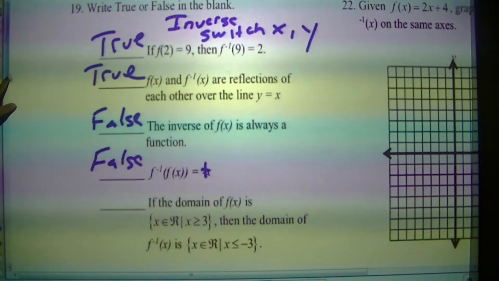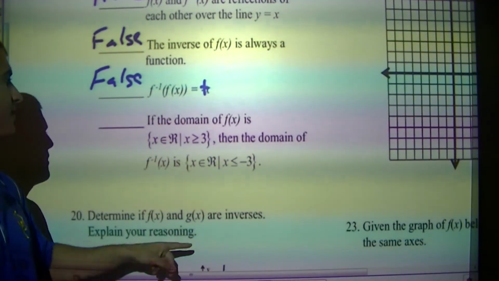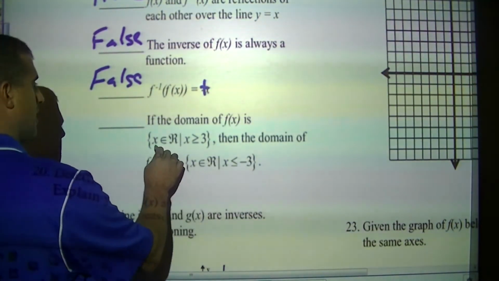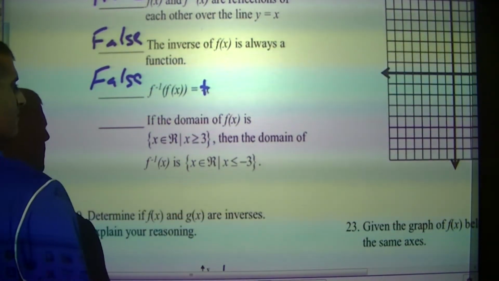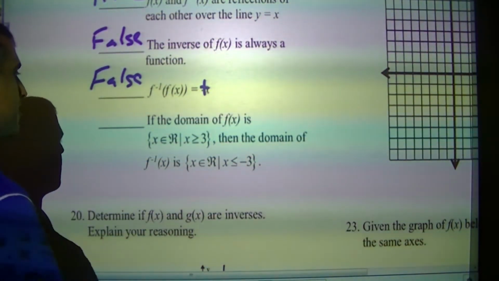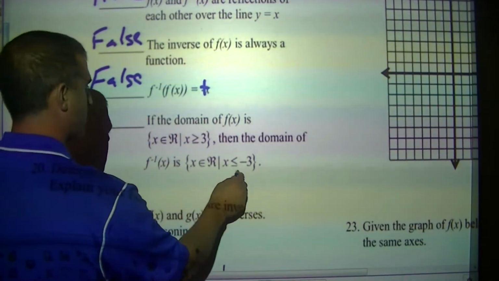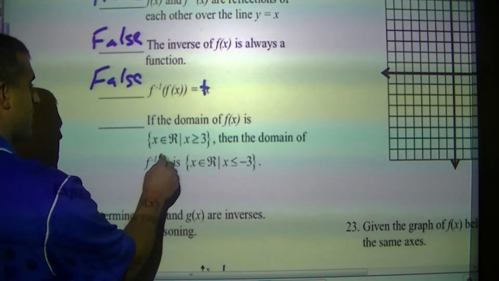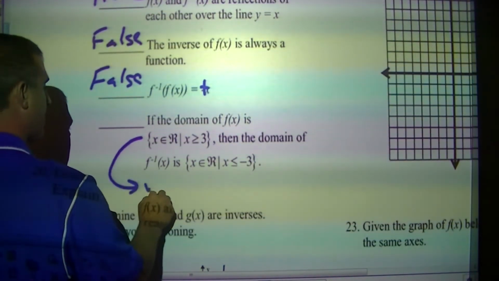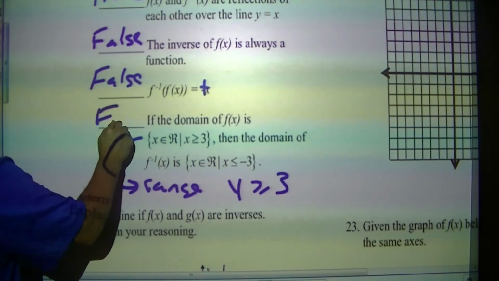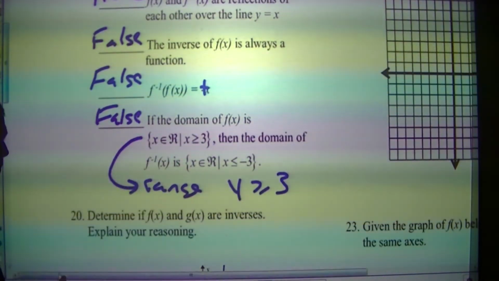All right, if the domain is this, then the range is this. No, the range would be, okay, if that is that, the only thing that tells you the domain of this, you'd have to have a y. So the range, if this was the first one, the range would be y is greater than or equal to 3. So that's also false.